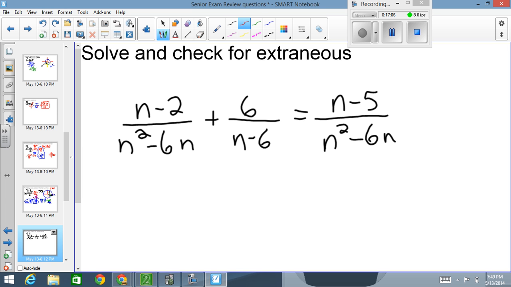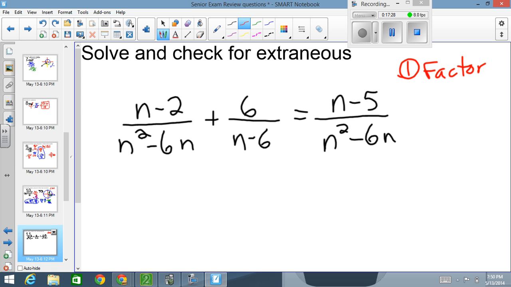Okay, solve and check for extraneous solutions. We're on to part 2 here. So you're going to need to show your work on these so you can get any partial points on the test. First things first, factor. And I'm telling you, last time we tested over this, that was the biggest issue. People were not factoring first.